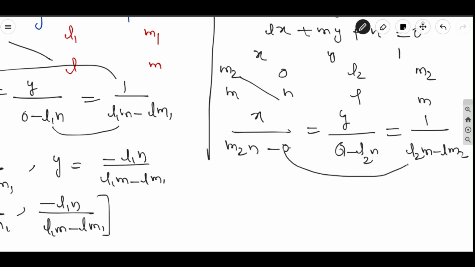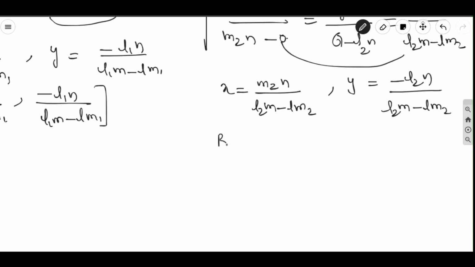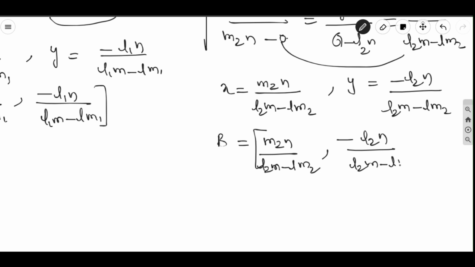Equate the first and last, second and last. X equal to m2 n by L2 m minus L m2, y equal to minus L2 n by L2 m minus L m2. Then this is the B point. What is the B point? B equal to m2 n by L2 m minus L m2, minus L2 n by L2 m minus L m2.